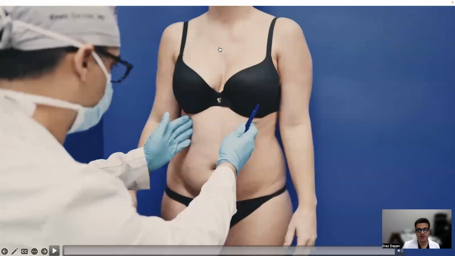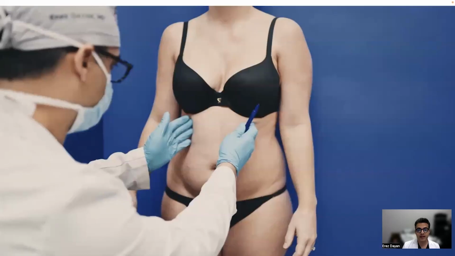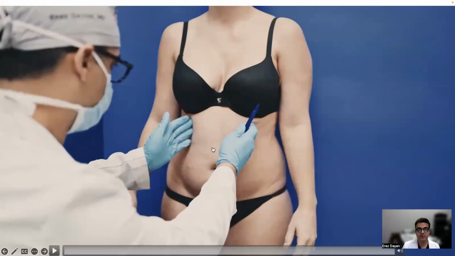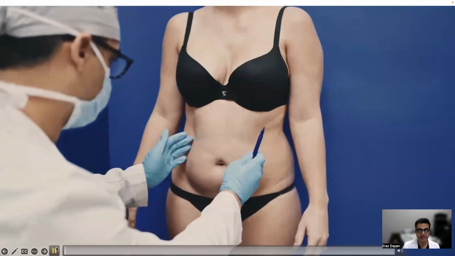So here you're going to see the markings on a typical patient. This patient you can already see is a very good candidate for liposuction. And you're going to see I'm going to perform a pinch test on her and demonstrate that she has good skin elasticity and primarily subcutaneous fat.